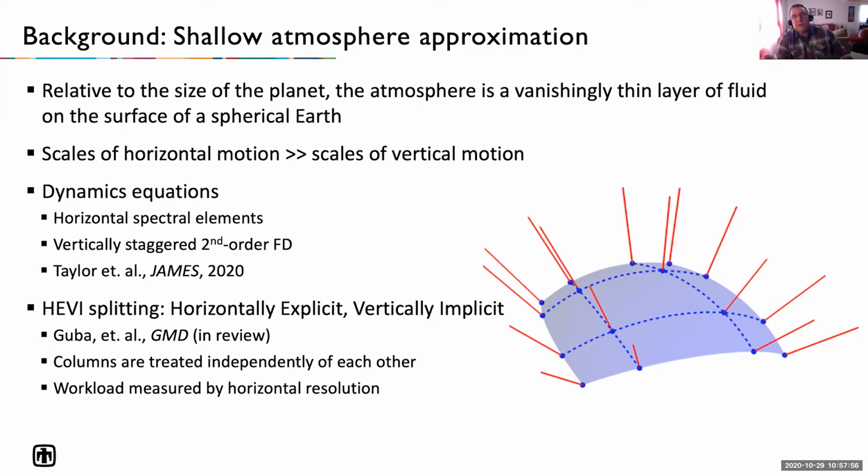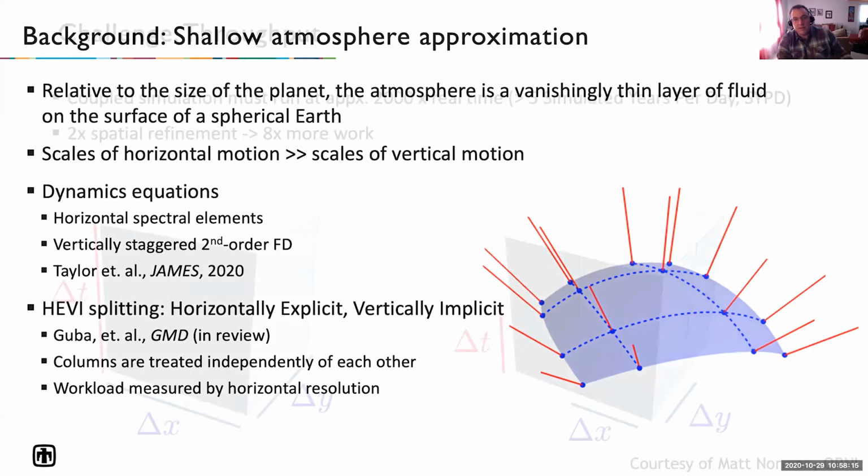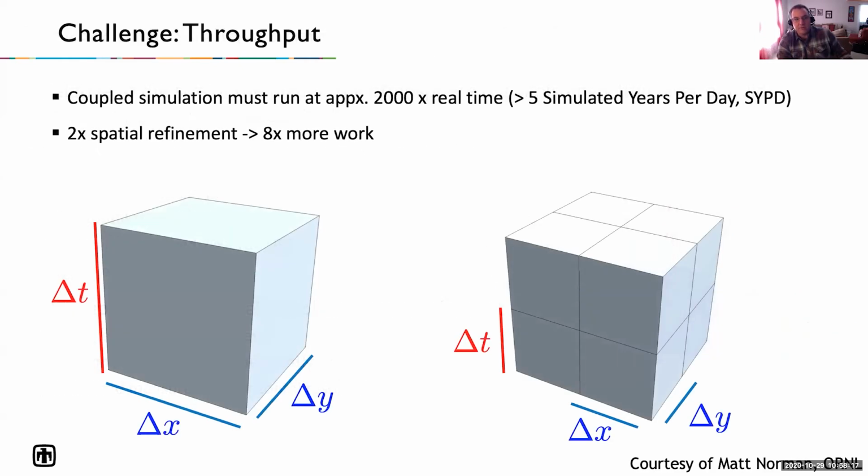For example, if we increase the spatial resolution in our 100 kilometer runs by a factor of 4 down to 25 kilometers, the vertical, we don't change that much. It only doubles from around 30 to 72. So for climate, the workload is measured by the horizontal discretization. And that is where the throughput challenges come from.